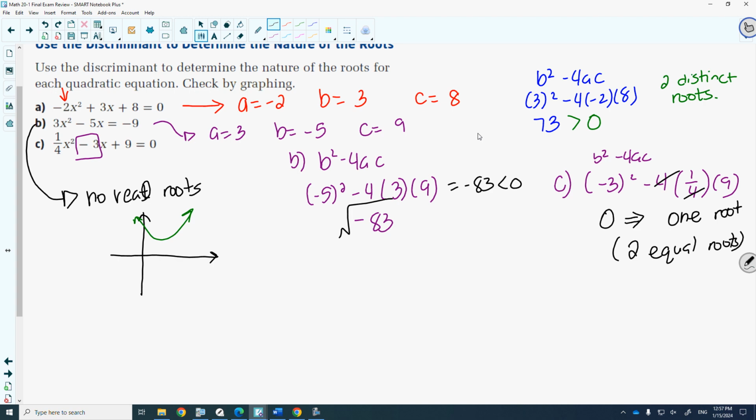Because remember, this graph, if it has one x-intercept, it's going to look something like this. So that's one root, one x-intercept. Or let's say that was 6. It's x minus 6 squared. So the reason why it says 2 equal roots is because there's 2 factors, x minus 6 and x minus 6. The x-intercept is 6 twice, basically. Or sorry, x is equal to 6 twice.